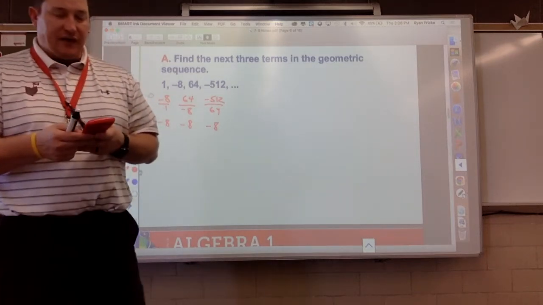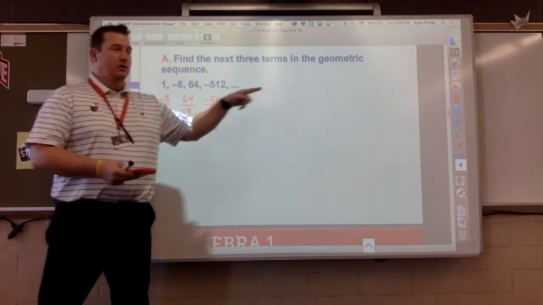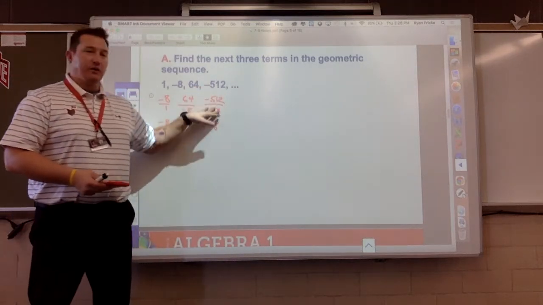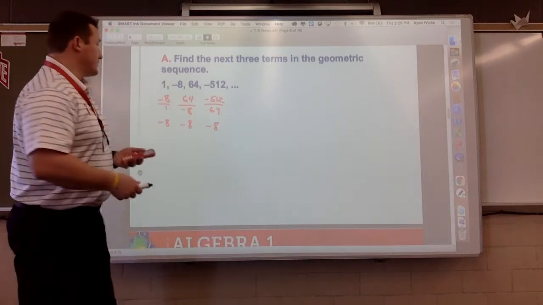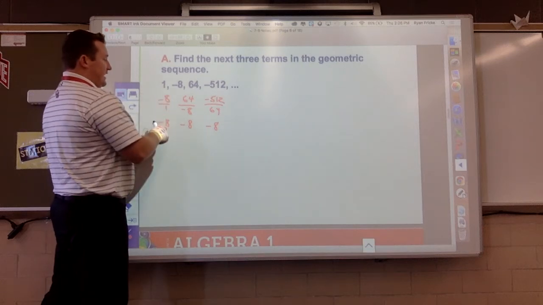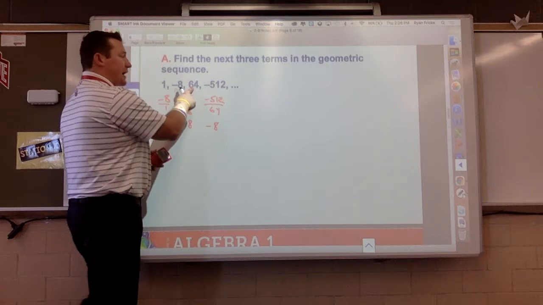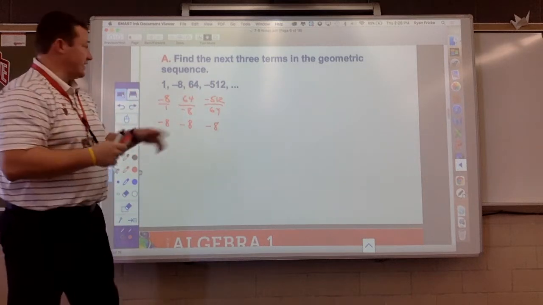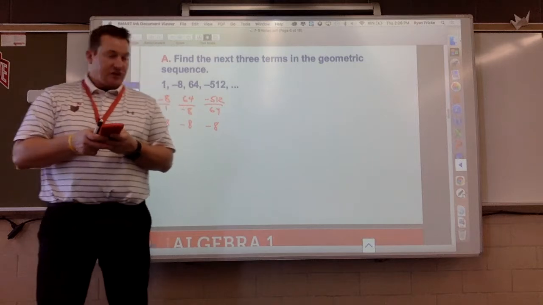Now, if I want to figure out what my next terms are, we're not going to divide. We've been dividing to figure out this number. We're going to multiply. And if you're not sure, go back and see if this works. 1 times negative 8 is negative 8. Negative 8 times negative 8 is positive 64. Interesting, that's how this works. Times negative 8 is negative 512. So there we go.